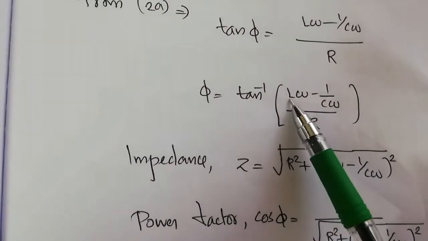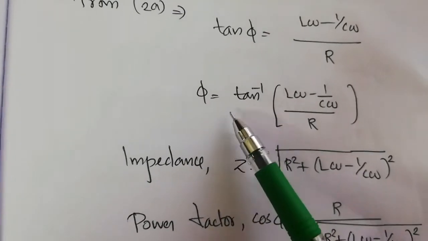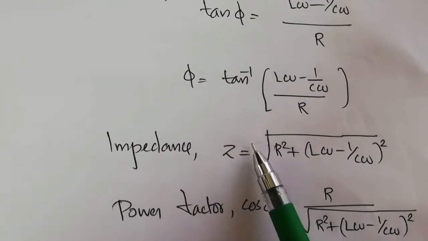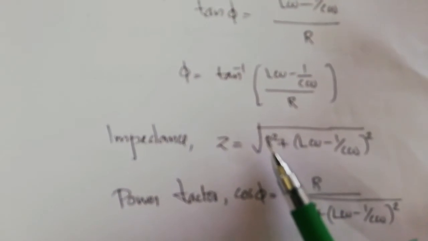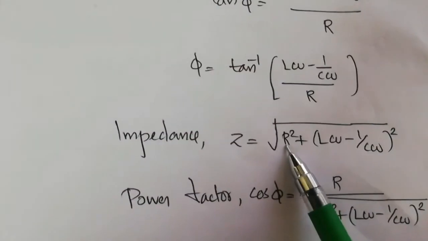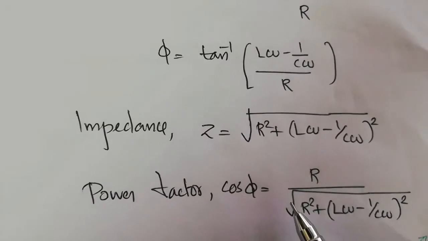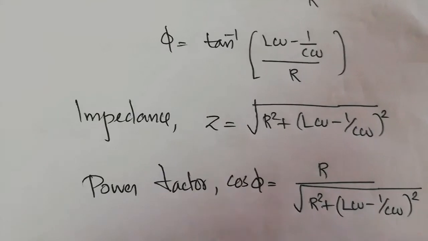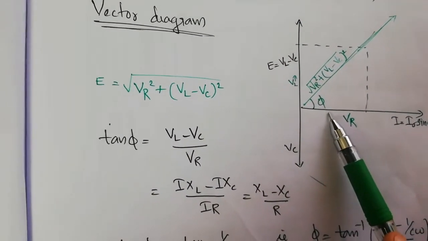By knowing the values of L, C, R and the frequency, we can easily find out the value of phi. And also we got Z is equal to E0 by I0, which is equal to root of R square plus L omega minus 1 by C omega whole square. And also we know cos phi is equal to R by root of this term, which is also known as power factor. We can explain the vector diagram of the series LCR circuit.